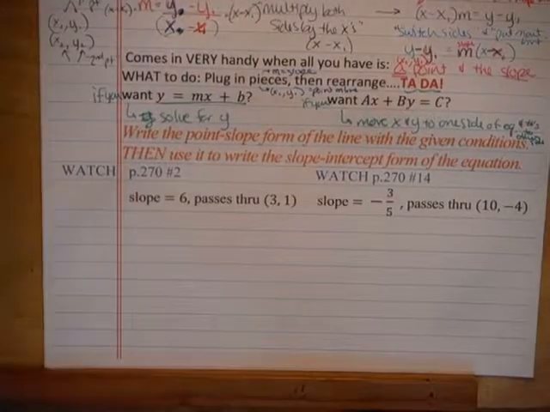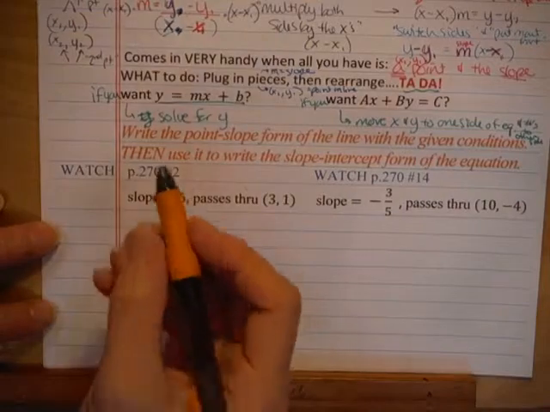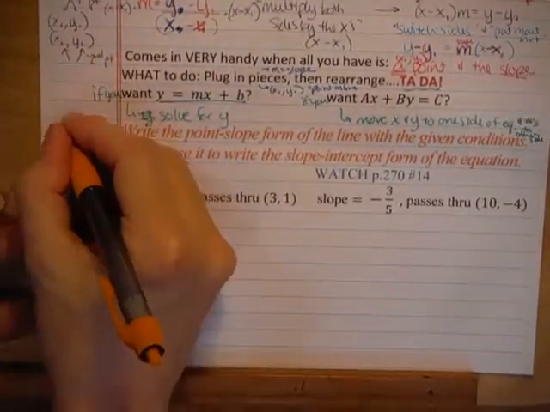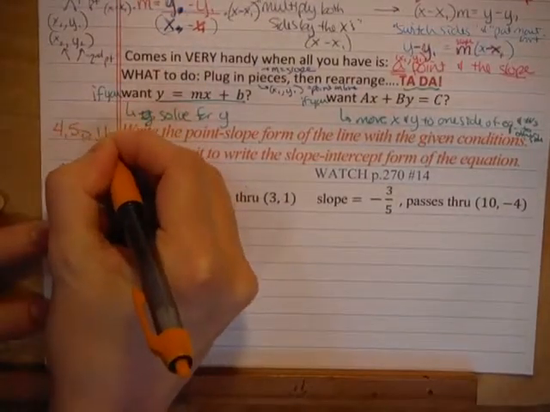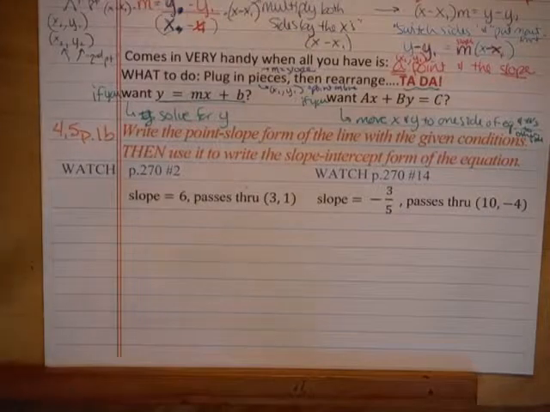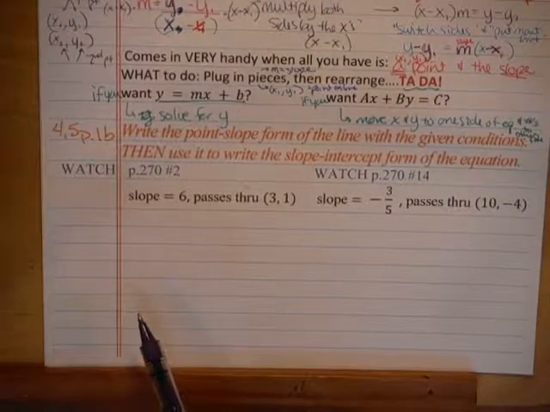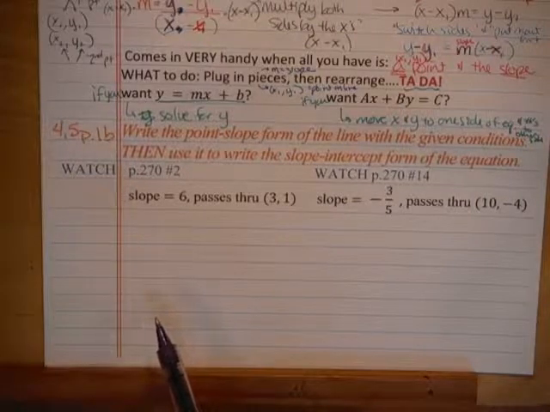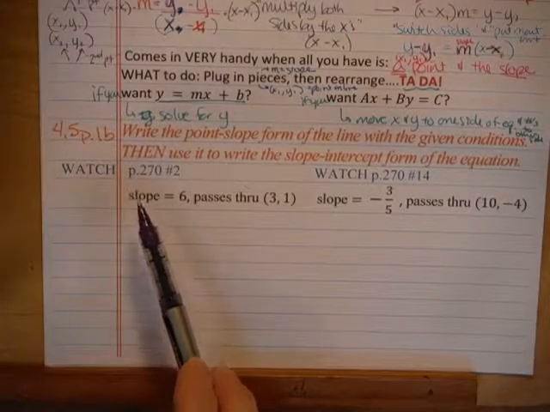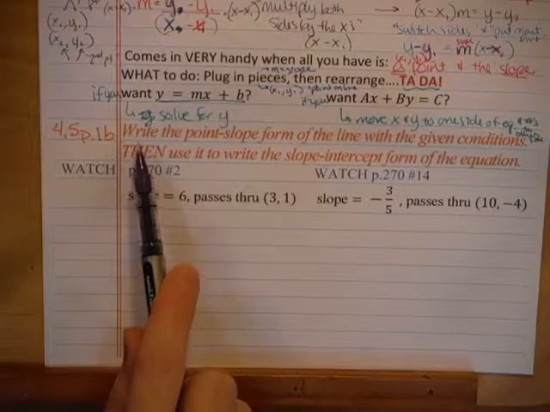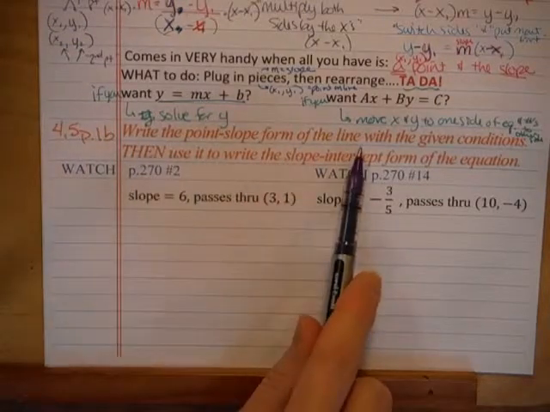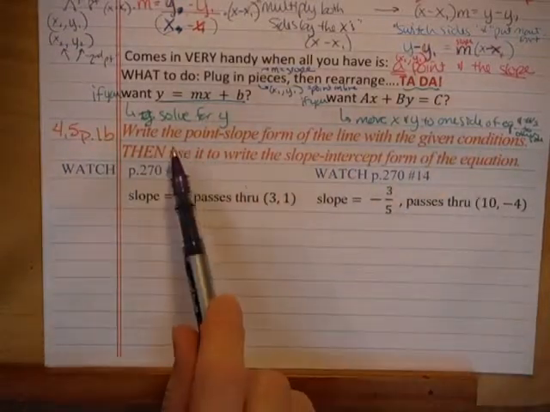Alright, here we are at the bottom of page 1 in 4.5. And let's try some problems here. We're going to just start out with basic practice plugging pieces into the point slope form. The instructions say to write the point slope form of the line with the given equations. So we're going to take what they give us.